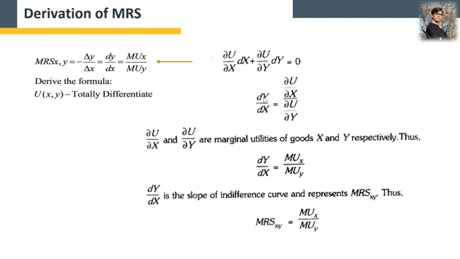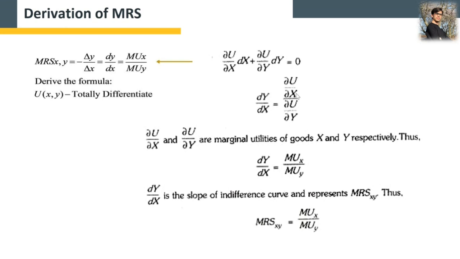As we know, dy over dx is equal to the marginal rate of substitution based on the definition. Because when we define the marginal rate of substitution, it is the rate at which one good can be substituted for another good. When we change one good, how will the other good change? When we are changing x, how will y change? By the definition, negative dy over dx is equal to the marginal rate of substitution of x for y.